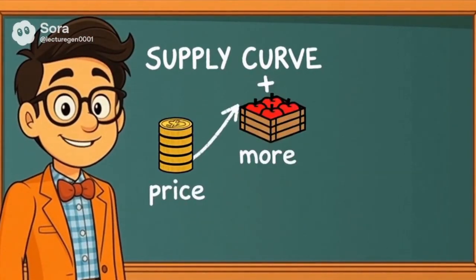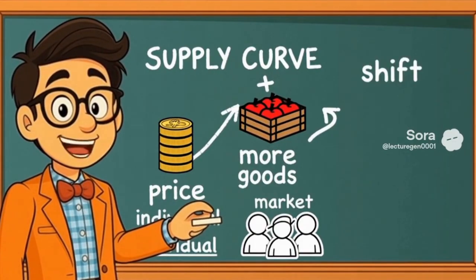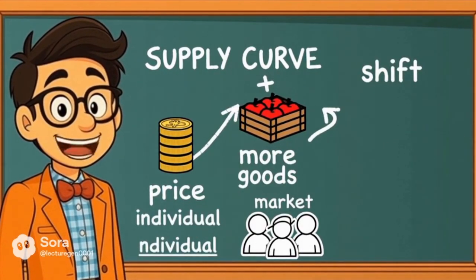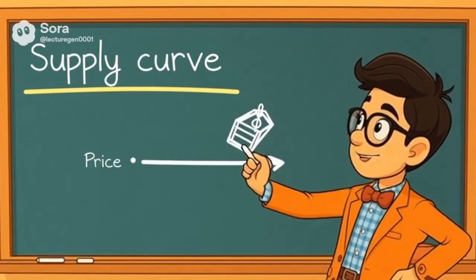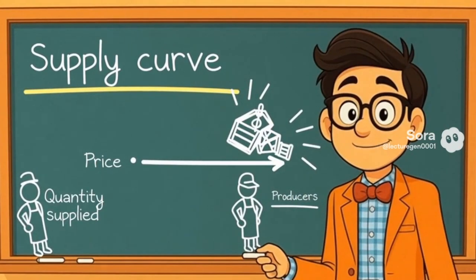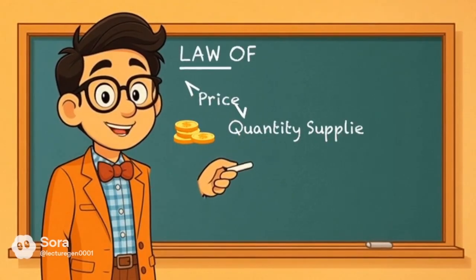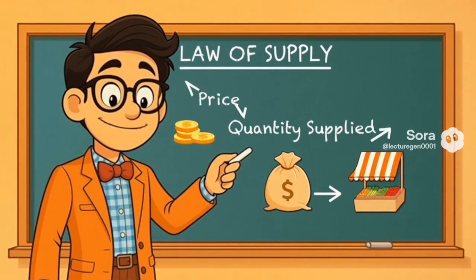Welcome back, everyone. Today we're looking at the supply curve, what it shows, how it differs for individuals and markets, and what causes it to shift. The supply curve shows the relationship between the price of a good and the quantity supplied, how much producers are willing and able to sell at each price. As the price rises, the quantity supplied usually increases. That's called the law of supply.